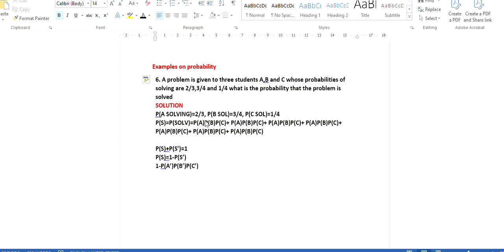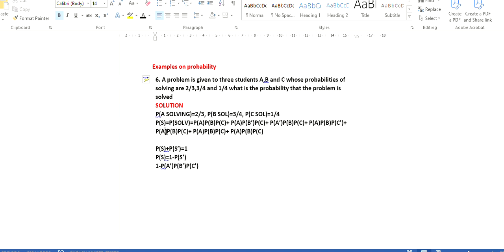So how can we identify that the problem can be solved? The probability of A, B, C, that means all students will solve the problem. That is one case. Next, A may solve the problem, B cannot solve the problem, just we are assuming, right? B cannot solve, C can solve. Next, take another combination. A cannot solve, which I am taking as complement of A, B, C. Then A and B can solve, so I'll take C cannot solve the problem.